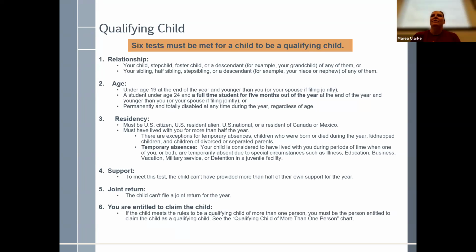Yes, I have a question about the support part. Is there any document to prove you're using more than half of the money from your parents? Like, how do you prove it?